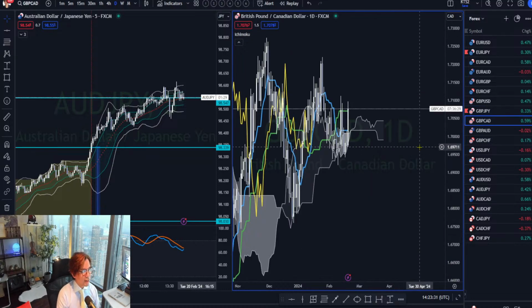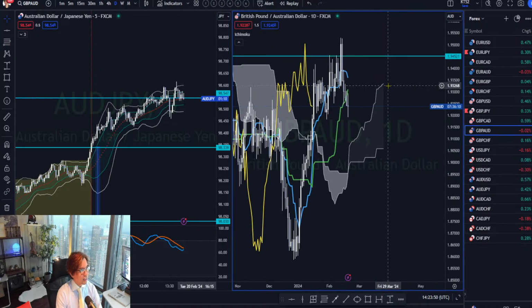Okay, next one, GBPCAD is range, because the Kumo is flat, the price is on the Kijun Sen, and the Chikou span is touching, so this is clearly range. You can also tell from the price action, or the candlesticks, that this is range.